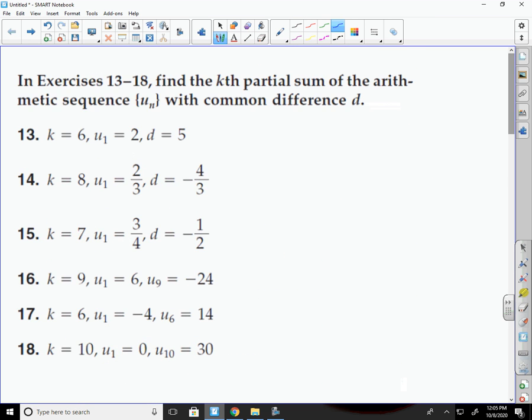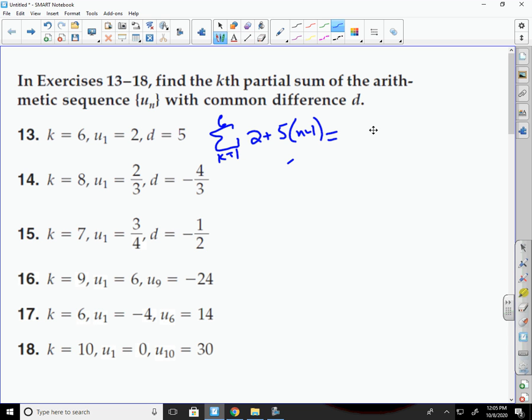All right, up to the furthest back assignment, I believe it was. So we had to do a partial sum, from k equals 1 to 6 of 2 plus 5 times n minus 1. Now, a lot of you would have just figured each one out from here. But remember, there's a formula for this.